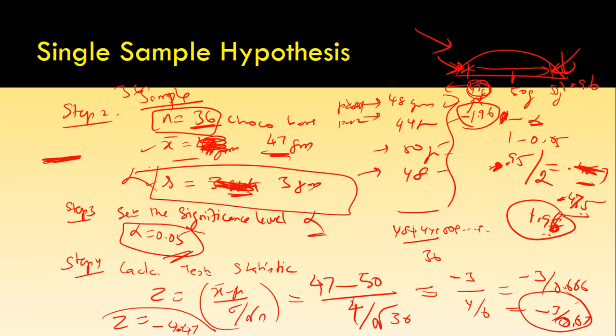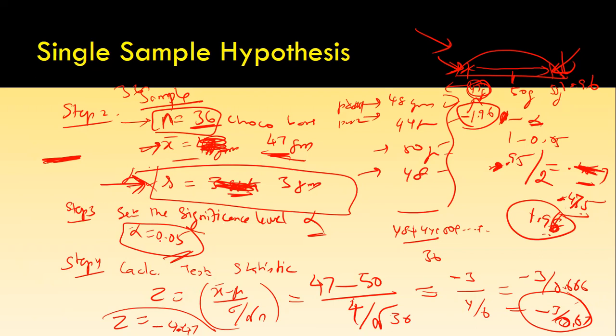See, step one, you are clear: you need to define the null and alternative hypothesis. In step two, you need to take your sample and find out the sample mean, and the sample standard deviation. In the case of the Z test, you know the population standard deviation, so this step is not required, but anyhow you can find it. The sample size, we use n, equal to 36. I used 36 packets, and when you take the average, I'm getting 47 gram.